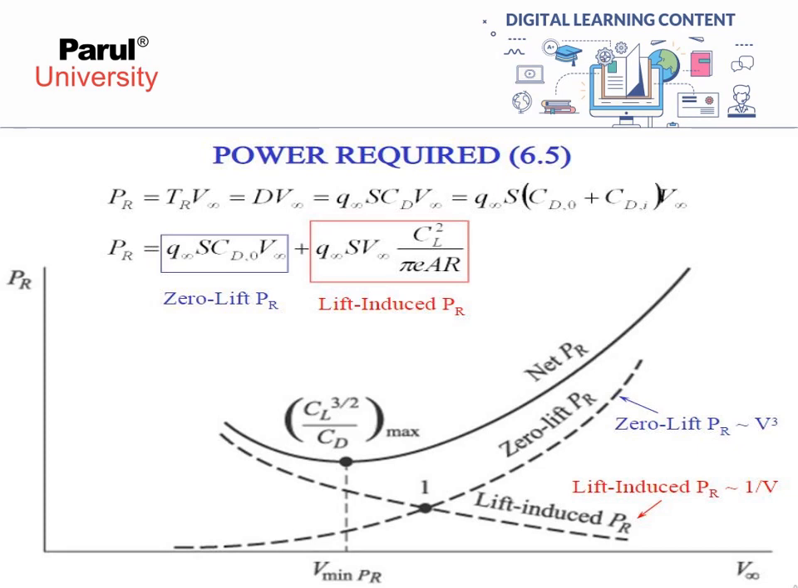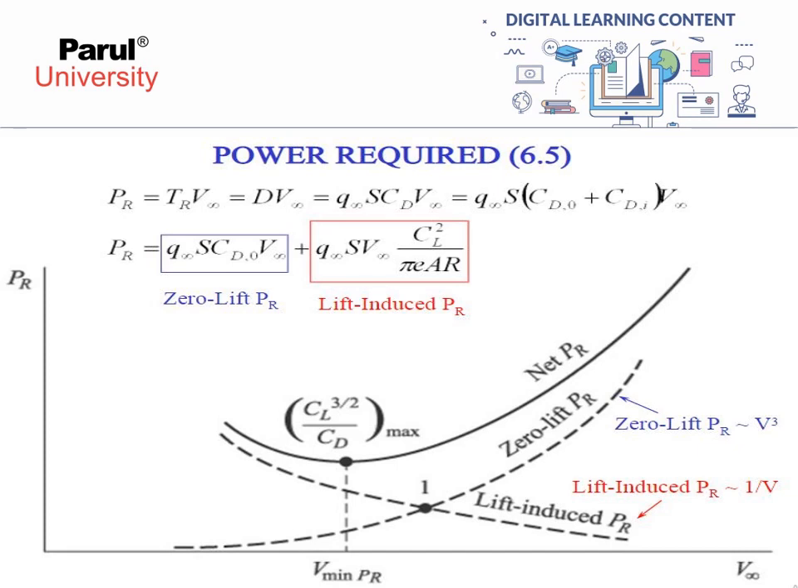In the graph you can see the power required versus V infinity. The net power required is the summation of zero lift power required plus lift induced power required. The zero lift power required depends on V cube, and lift induced power required depends on 1 upon V. Right? Then the net PR, power required, at minimum power required.